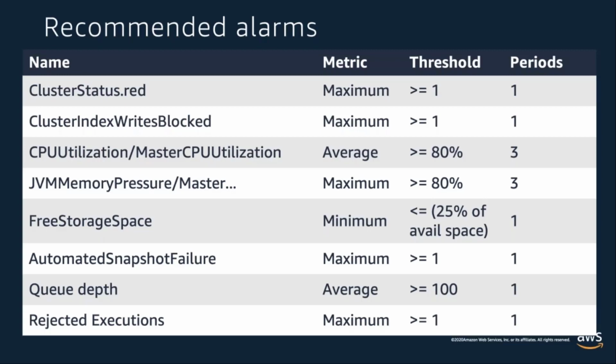The only other one I'll mention here is the queue depth and rejected executions. As I mentioned before, Elasticsearch has internal queues that it's using to manage the request stream. And those queues ideally would be empty. If your average queue size across all of your nodes exceeds 100, that means you have 100 items queued. Your actual queue depth per node is 200, so you're starting to get into a yellow area. If you run out of queue space, then you get rejected executions. You want to monitor for that.